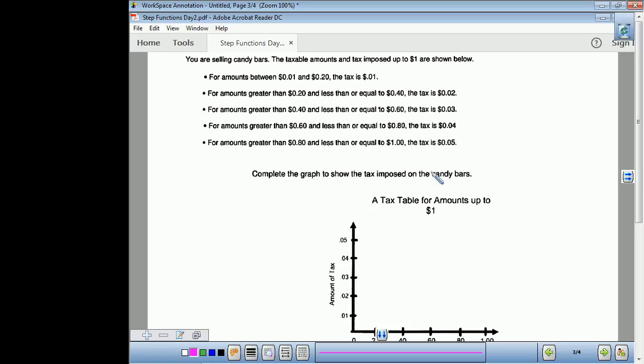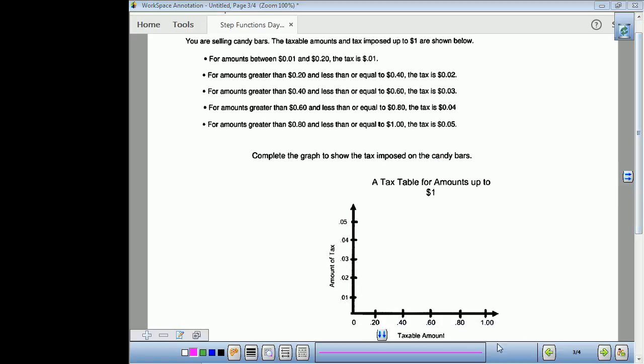Alright guys, now that you've had a few minutes to think about it, this first dot is going to make total sense when we talk about it. If we buy nothing, do we pay any tax? No. So there's a point right here at 0, 0, right? But if we spend any money, aren't we going to pay tax? Yes. And up to 20 cents, we pay a penny. So it's an open circle right here at 0, because if we bought nothing, we'd owe no tax. But everything in between, 1 cent, 2 cents, 3 cents, 4 cents, for all of those, we pay a penny in tax.